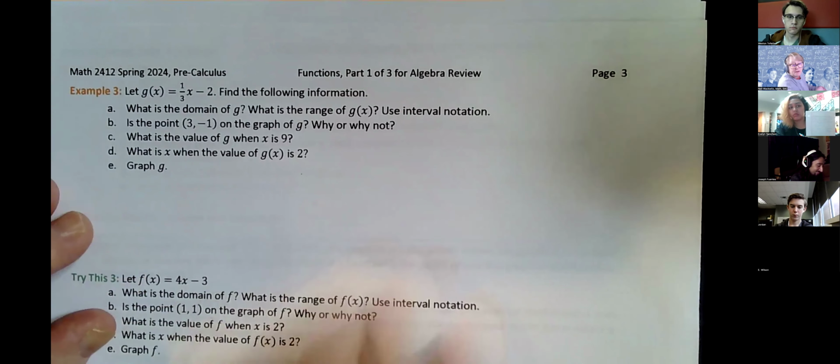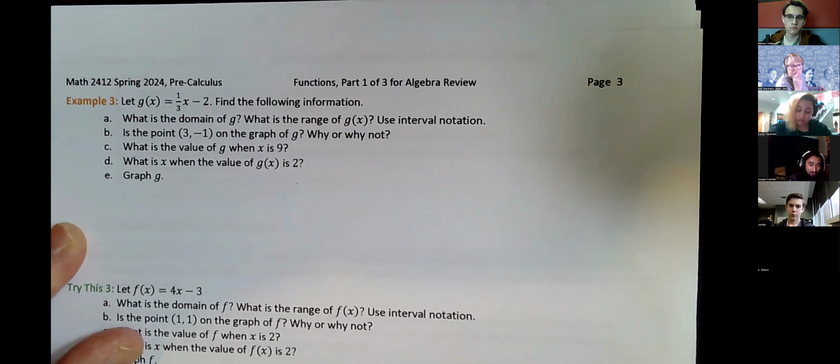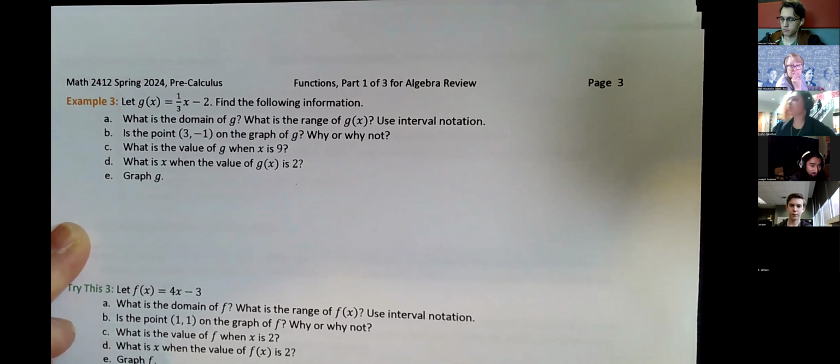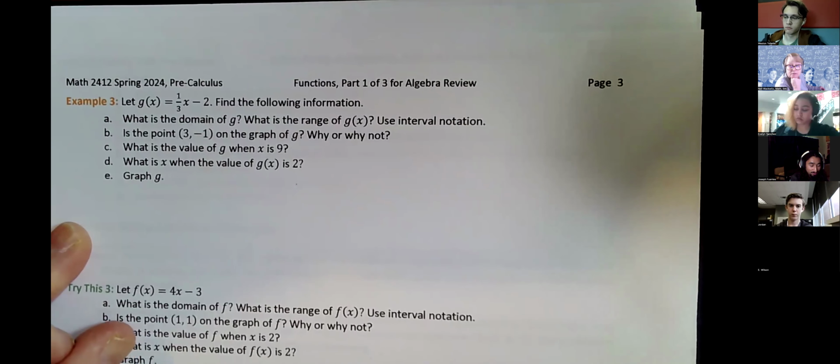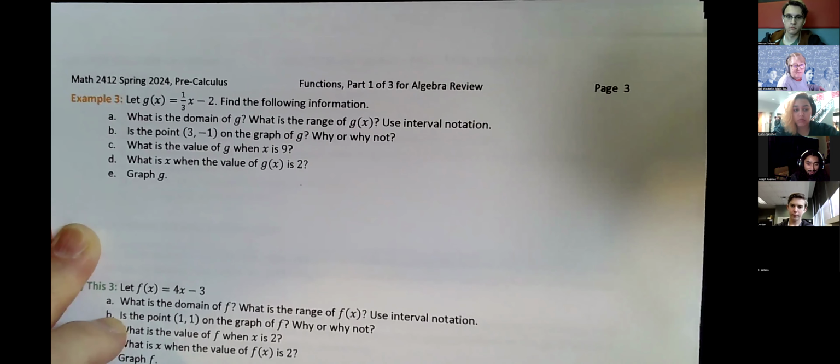That's good. You're thinking about it. 3? 1/3 times 3 is just 1. So that's okay. Would it be negative numbers? I don't think there is anything that we can't multiply it by. Yeah, that's right.